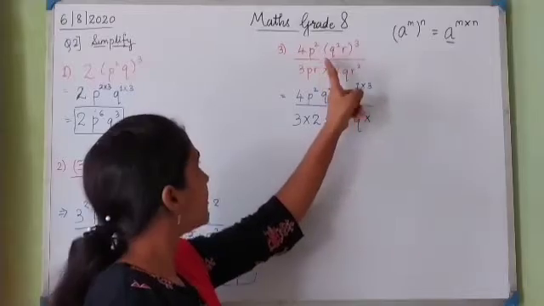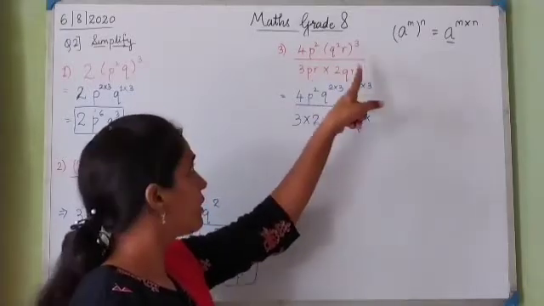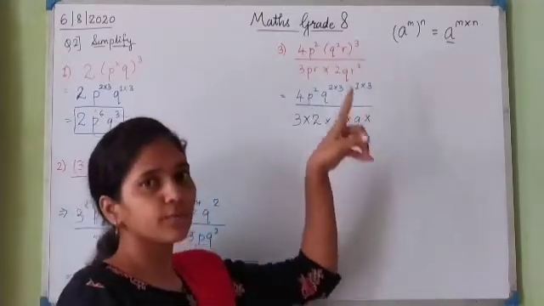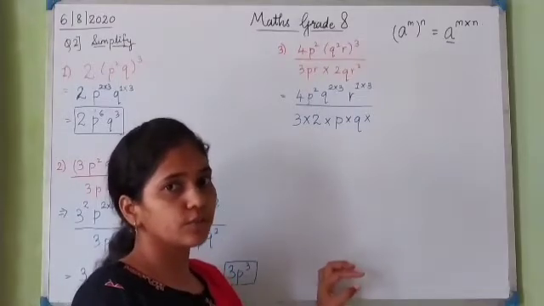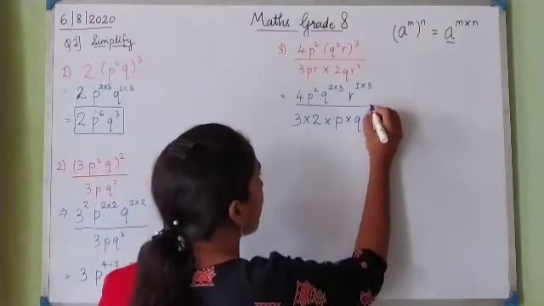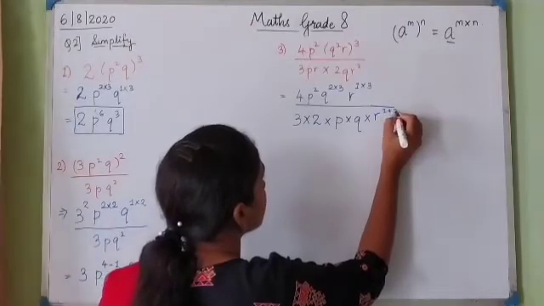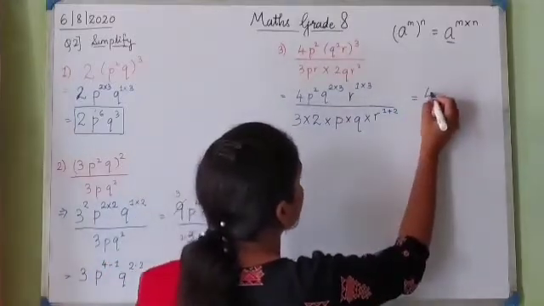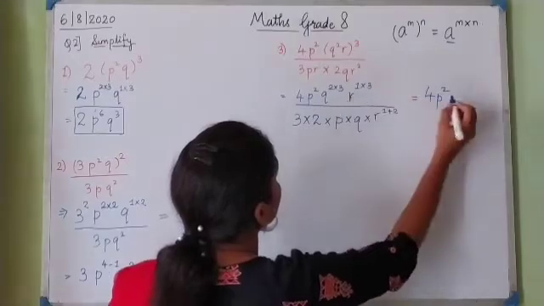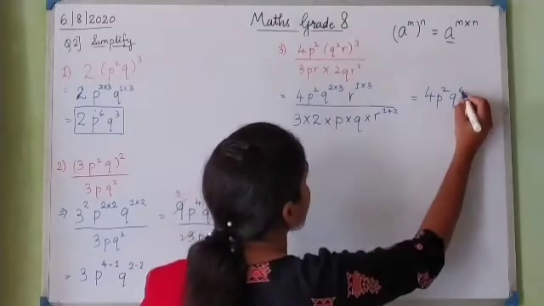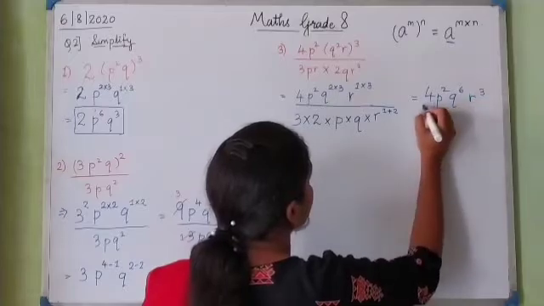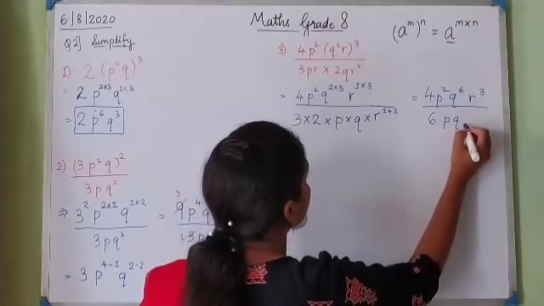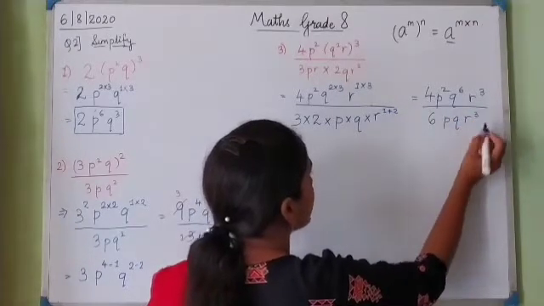Both the bases are same, their powers are different. Here the power of r is 1, here the power of r is 2, and both of them are multiplied, so their powers will get added, right, according to the first law of indices. So this will be r raised to the power 1 plus 2. Okay. So now what I get? 4p square q raised to 2 into 3 is 6. R raised to 1 into 3 is 3. Divided by 3 into 2 is 6. P, Q and R raised to 1 plus 2 is 3. Okay.